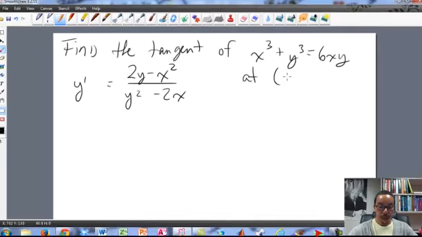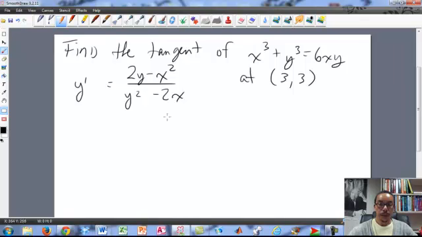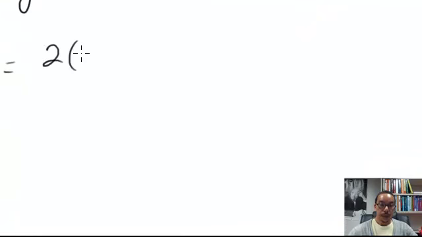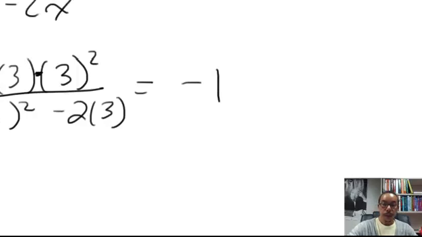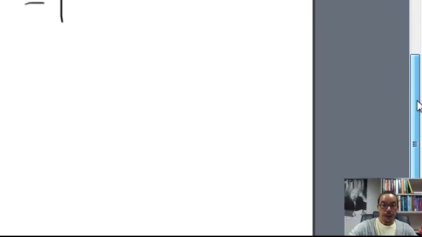So they'll say at point 3 comma 3. Well, we know x is 3 and y is 3. So all we do here is plug in. So we have 2 times y, which is 3, minus x, which is 3 squared, over 3 squared minus 2 times 3. And we get negative 1. So therefore negative 1 is the slope of our tangent line, because we know what the definition of a derivative is for us. So therefore we have the slope of a tangent line and we have a point.